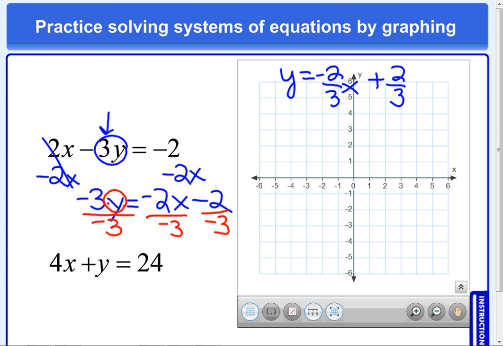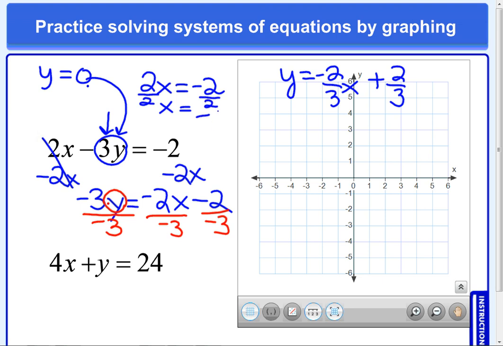What I could do, though, is let y equal 0. And if y is 0, that's an intercept. Do you know which intercept it is? It's either x or y. If y is 0, if you put 0 in here, what's going to happen? I'm going to get 2x equals negative 2. So what's x equal to? No. Divide by 2, negative 1. So I know that when y is 0, x is negative 1.